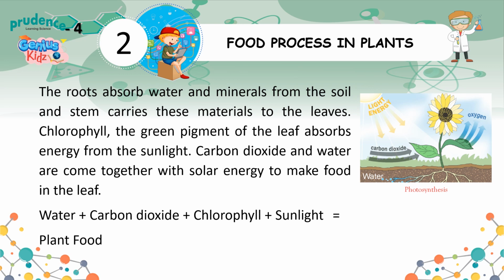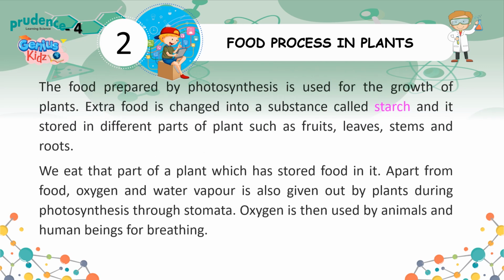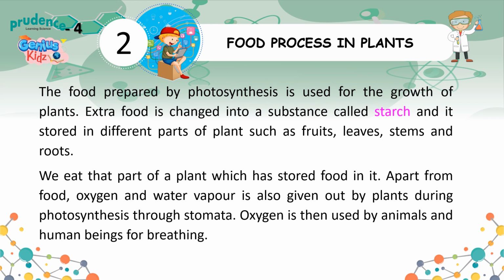Chlorophyll, the green pigment of the leaf, absorbs energy from the sunlight. Carbon dioxide and water come together with solar energy to make food in the leaf. Water plus carbon dioxide plus chlorophyll plus sunlight equals plant food. The food prepared by photosynthesis is used for the growth of plants.